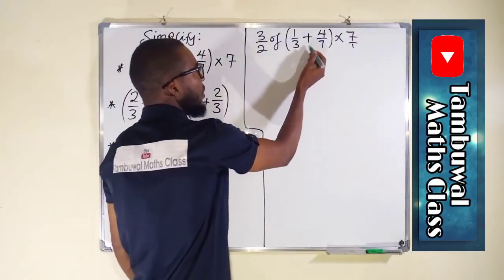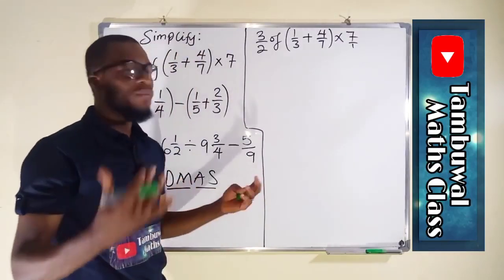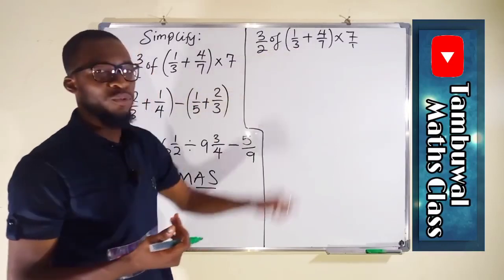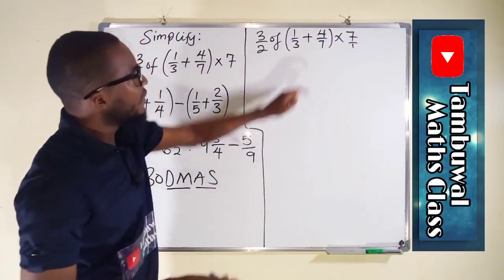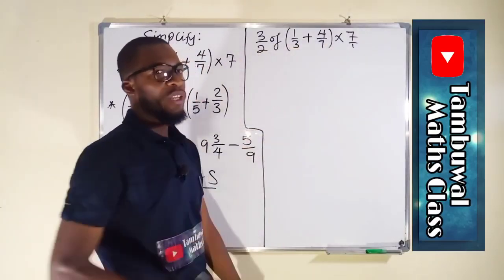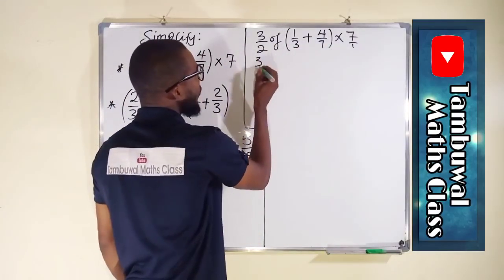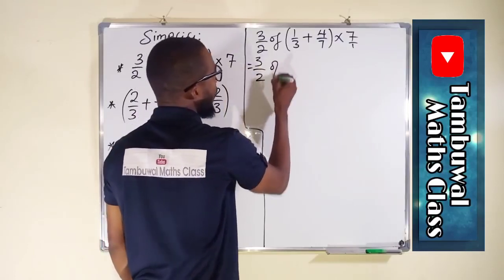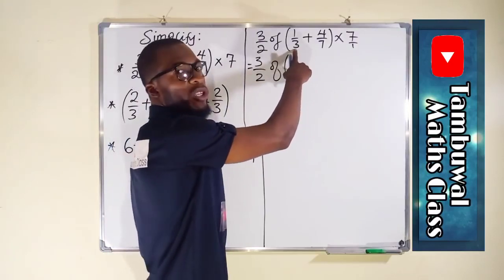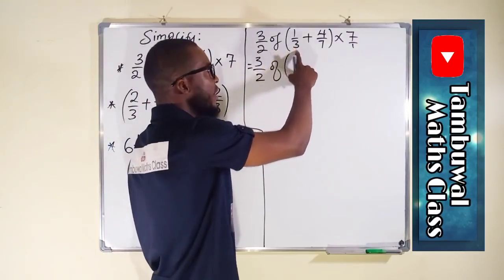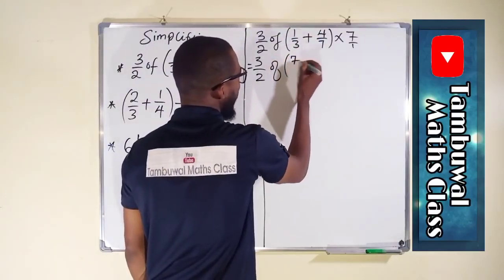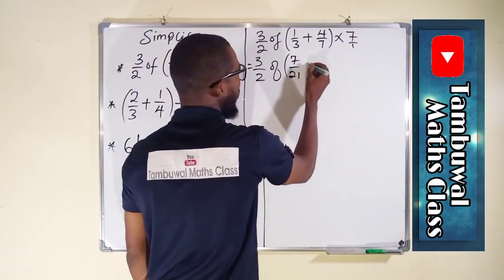These fractions have different denominators. For convenience, let us transform them in such a way that they will have the same denominator. The LCM of these 3 and 7 is 21. So we are going to convert them into 21. So we have 3 over 2 of, to change this into 21, we have to multiply it by 7. For equivalency, we have to multiply the top number by the same value. 7 times 1 is 7. 7 times 3 is 21.